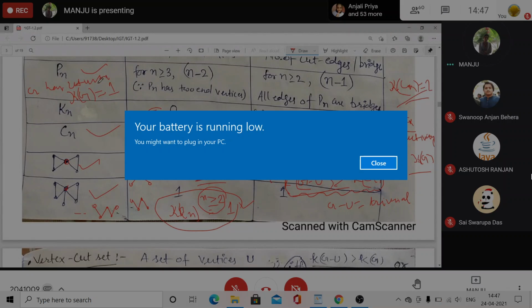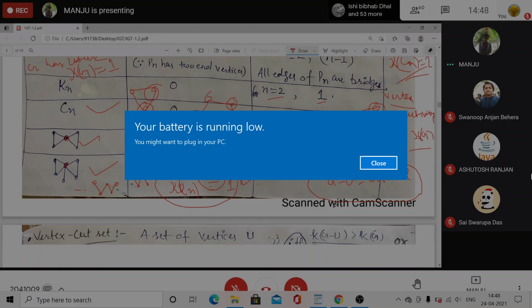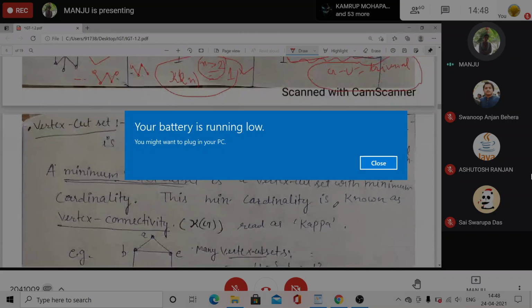Clear? Whatever we have discussed, you can also apply to edges. It will be an edge set, the minimum number of edges to disconnect the graph. In that we don't need to add the triviality condition because we are not removing vertices, just removing edges. The number of vertices will remain n. That is known as edge connectivity, and that is denoted by lambda of G.